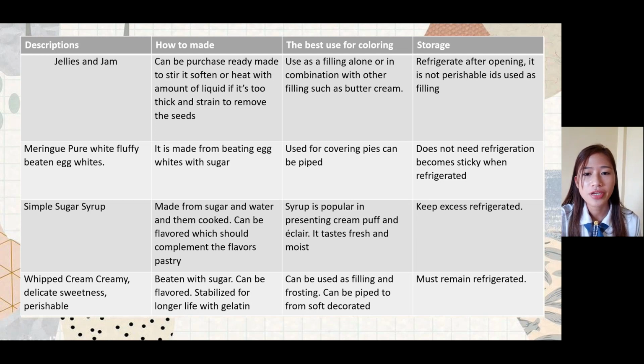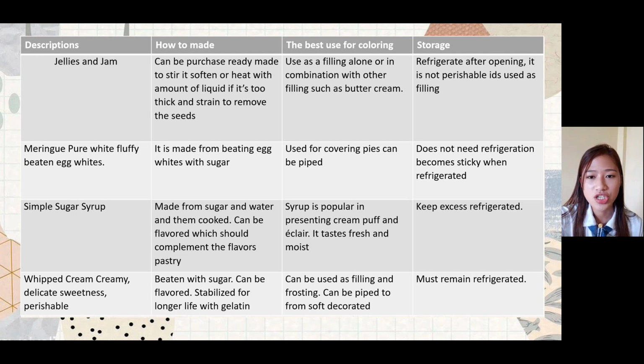The best for coloring, used for covering pies. So we can use this as a design to cover pies. For example, with a single cross pie, we can put the meringue at the top, then bake. It does not need refrigeration, and becomes sticky when refrigerated. That's right, so if you refrigerate the meringue icing, it can be sticky.